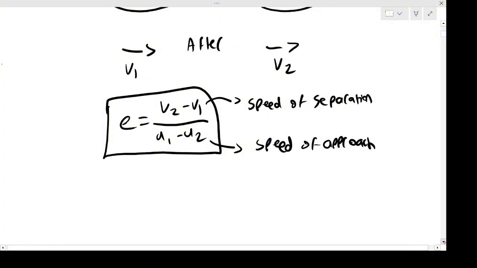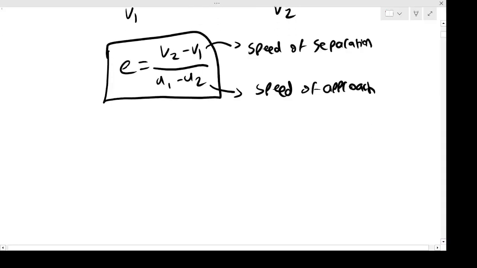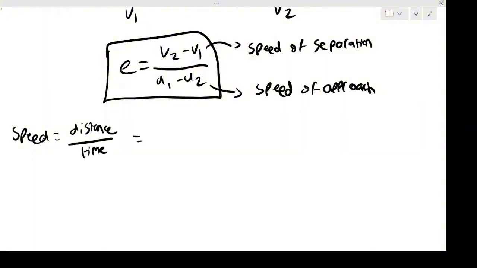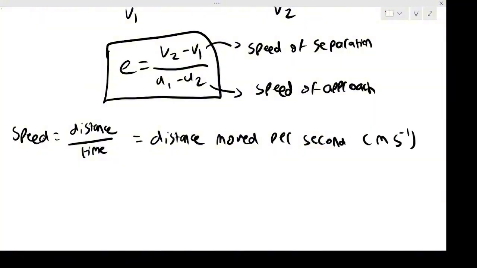Now just a little bit more, I guess, to build the intuition. What exactly do we mean by these two speeds? Obviously I've done the mathematical expression here, but what exactly does this mean? Well, first, before we look into it, recall that speed is distance over time. So what speed is in general, it tells me the distance moved per second. Because remember, the units are in meters per second. So that's all that speed is. It tells me how far I moved every second.